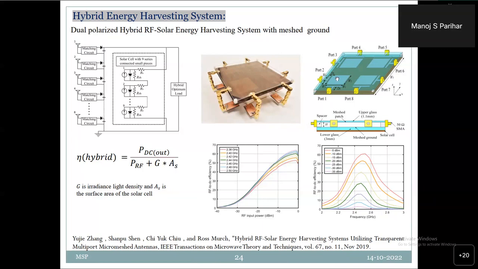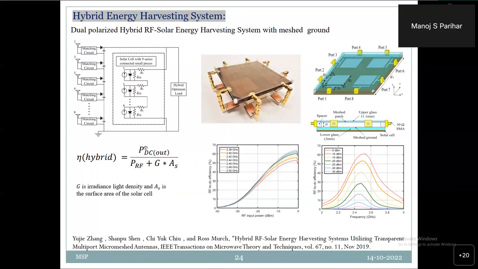So one signal is coming from the RF source, and the second is coming from the solar side. There is a solar cell, which can convert sunlight to DC, right? And your antenna is a kind of meshed antenna, right? So you can receive the energy without offsetting your solar energy from the antenna. So how do we quantify the efficiency of this kind of antenna when you're combining RF with the solar energy? In this case, the DC output will remain the same.